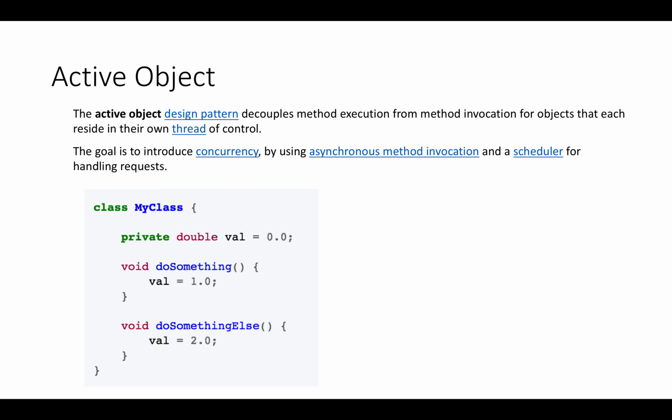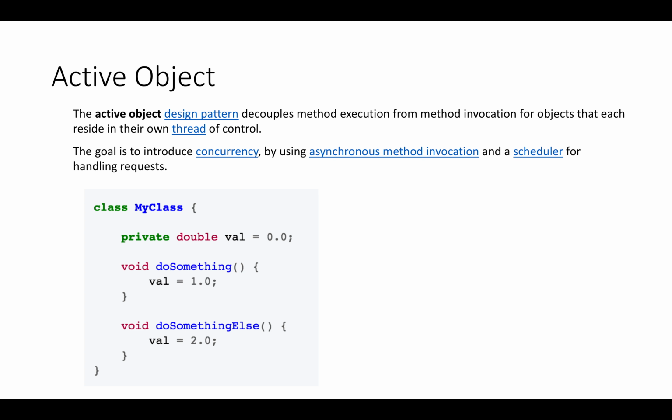Okay, so typically in an object, invocation of a method is practically the same as execution of that particular method. For example, take this vanilla class. This class has two methods, do something and do something else. When a parent class invokes this method, at the same time this method is executed.